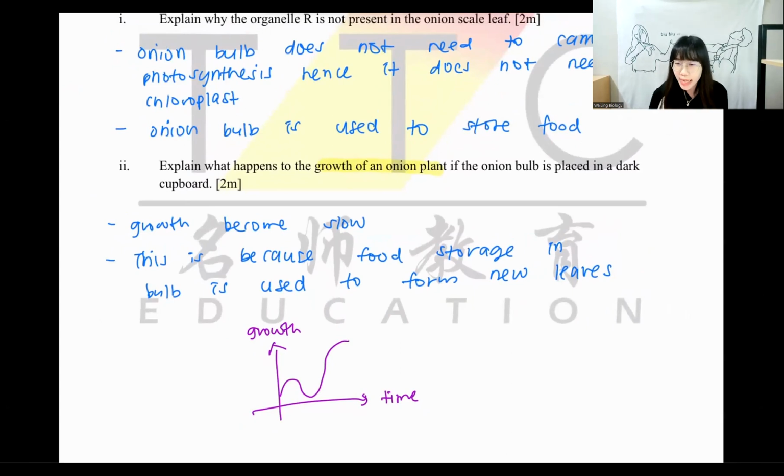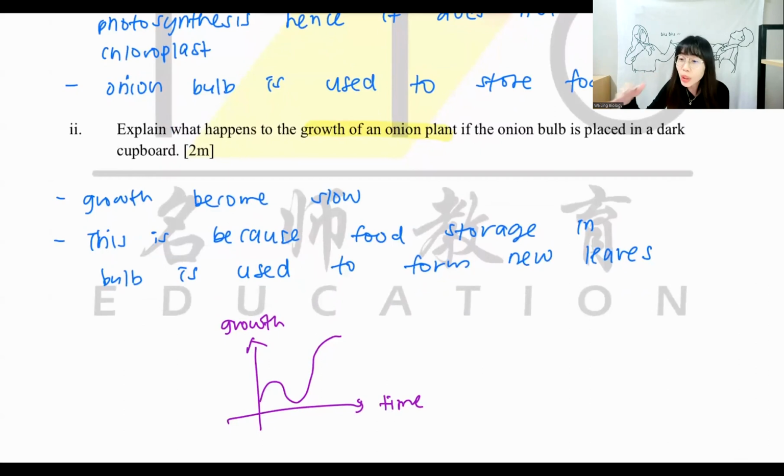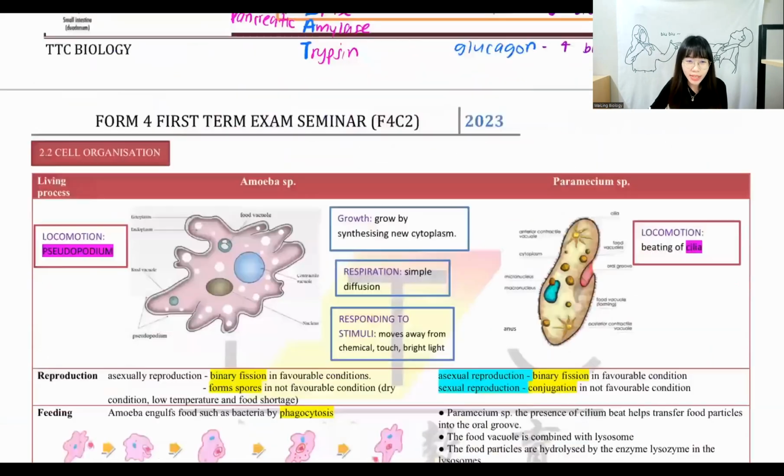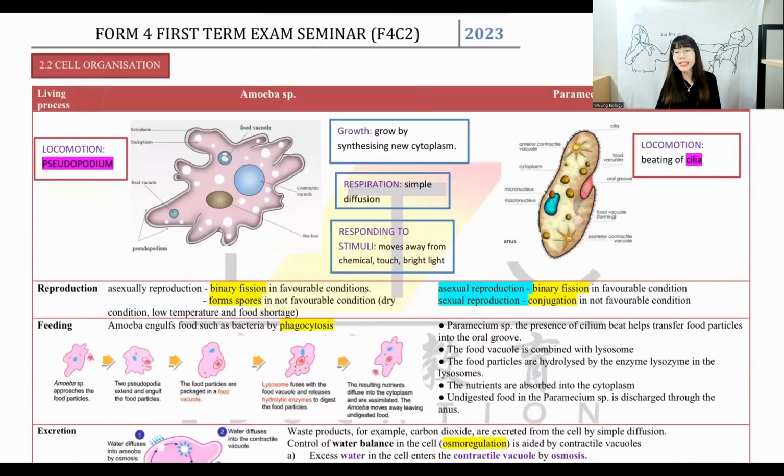Done? Okay, nice. Now we're going to flip back to the notes. We're going to learn about cell organization in unicellular organism. Okay, now back to this. Let's look at cell organization. This is in unicellular. What does uni mean? Uni means one cell. They are made of only one cell.